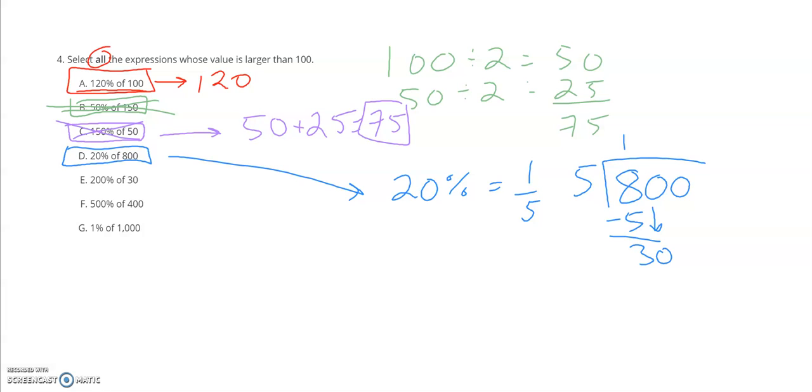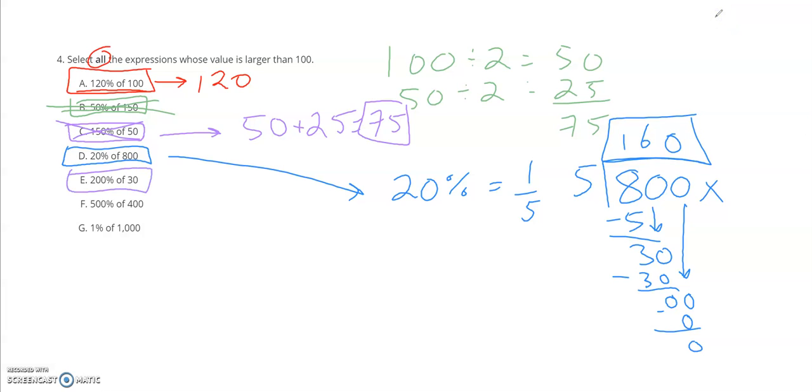5 goes into 30 6 times. 5 times 6 is 30. Subtract, get a 0. Bring down the 0. 5 goes into 0 0 times, which is 0. Subtract, get 0. There's nothing else to bring down, so we're done. 160. So yes, 20% of 800 is greater than 100. Or sorry, just 100, not dollars.